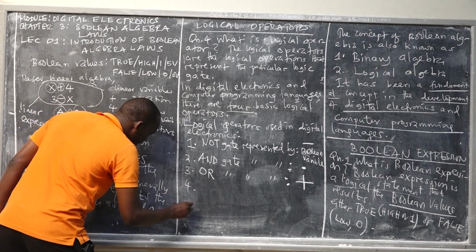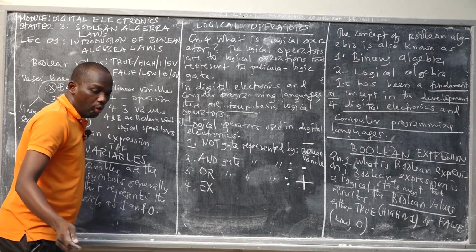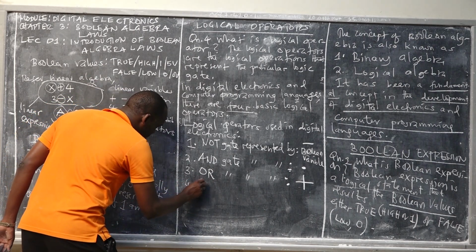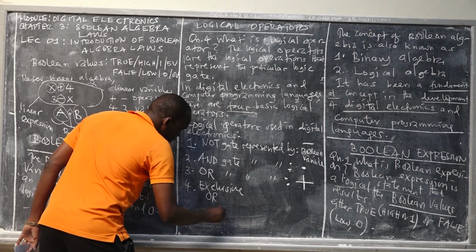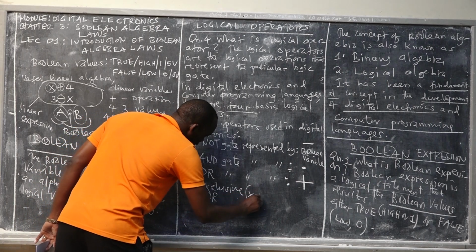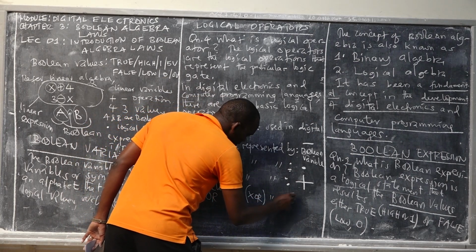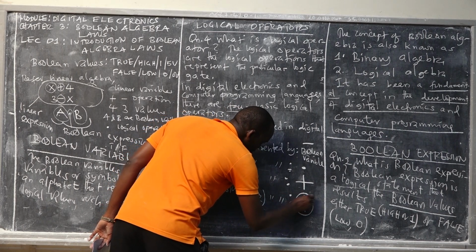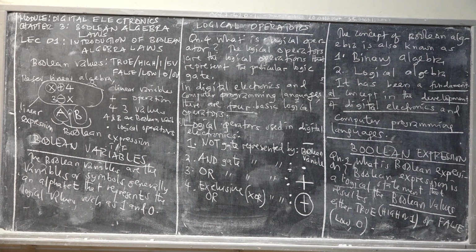Then the fourth logical operator is exclusive OR. Let me just write it because some of you don't know the symbol. The exclusive OR gate uses the symbol XOR. It is represented by a plus with a small circle. That is exclusive OR. It's not OR. That's the exclusive OR gate.